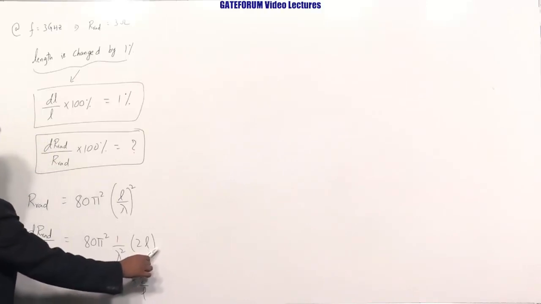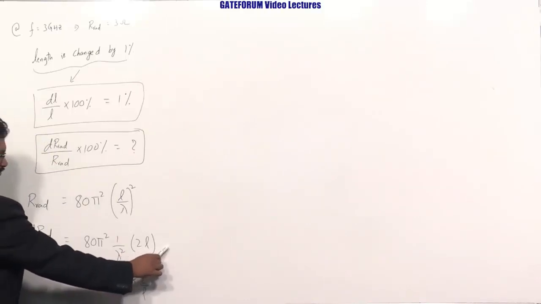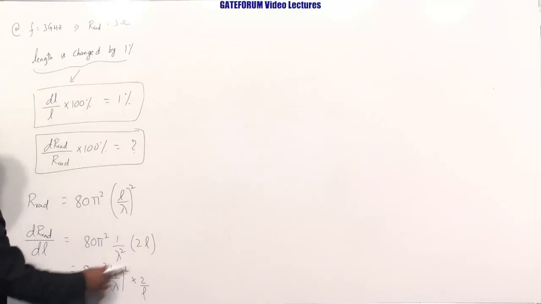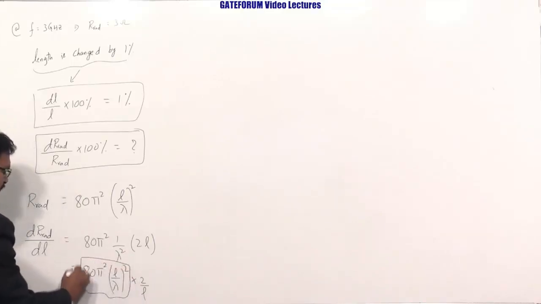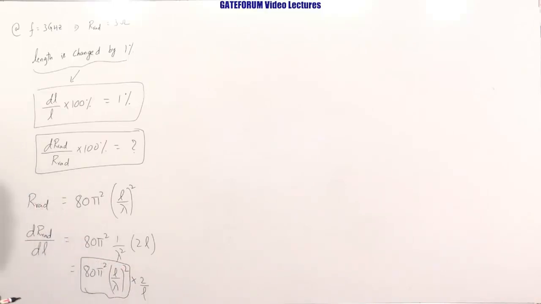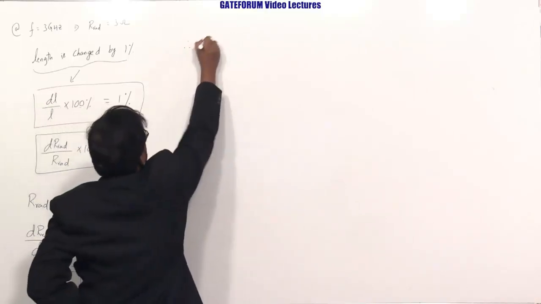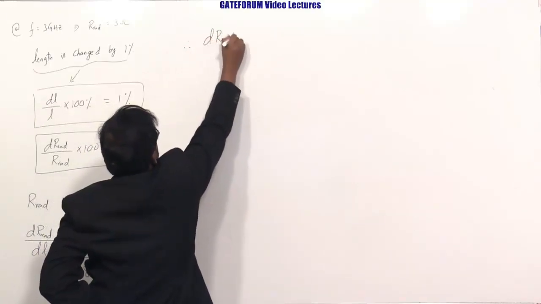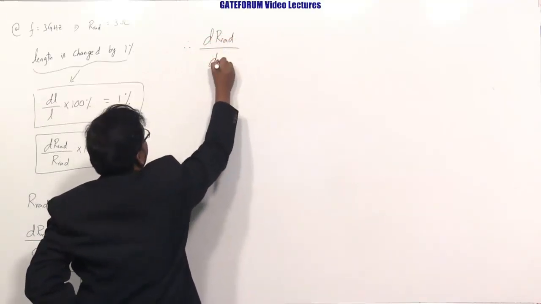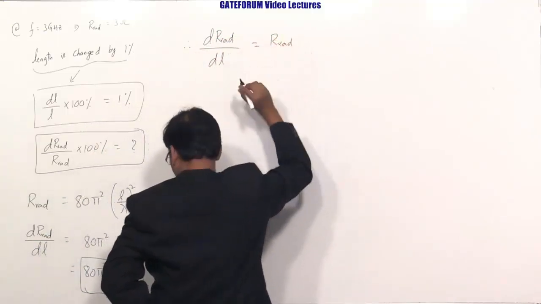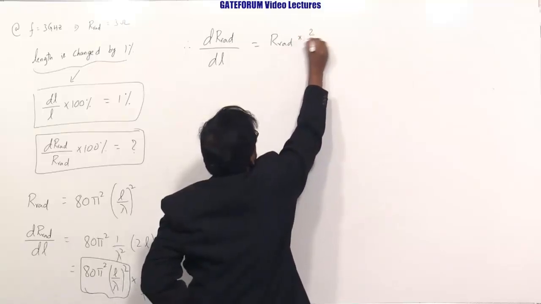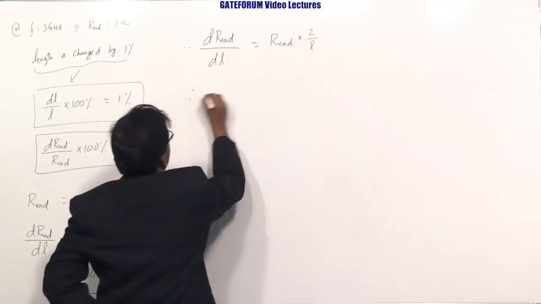Here I have multiplied with L and divided with L, so I get L square. Now if you observe, 80 pi square into (L by lambda) whole square is nothing but the radiation resistance. Therefore dR radiation by dL is equal to R radiation into 2 by L.